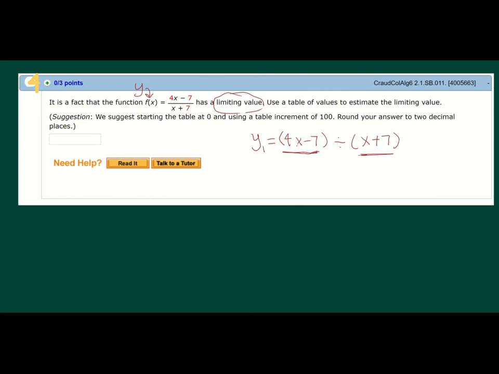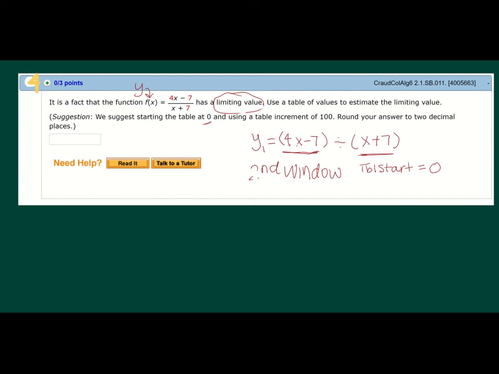Once you have that in your y1, you can see that there's a suggestion from WebAssign. It says we suggest starting the table at 0 and using a table increment of 100. That's because we're going to be scrolling for quite a while as we search for this limiting value. So you're going to press second window. Second window is going to take you to the table setup, where we're going to start the table. So that's TBL start. We're going to start the table at 0, as indicated in the problem suggestion, but it's generally a good place to start the table.